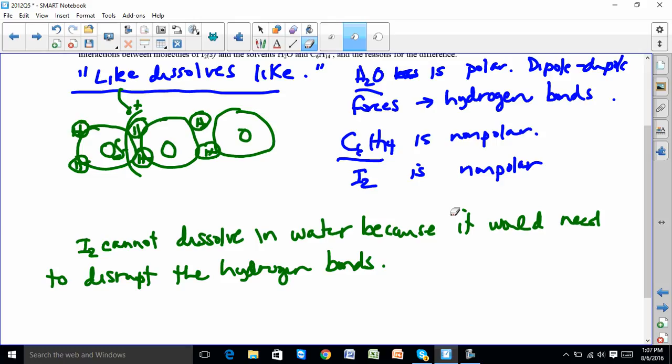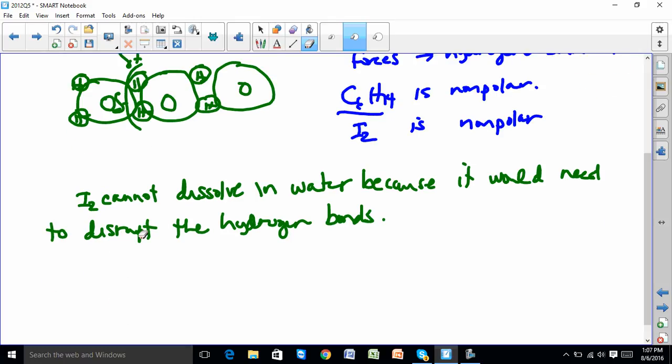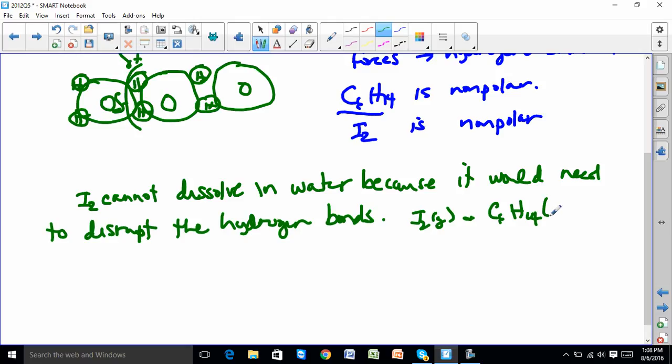Okay, but then they want to know more. And so then I would say something like, I2 and C6H14 liquid only have London dispersion forces, caused by the random motion of electrons.